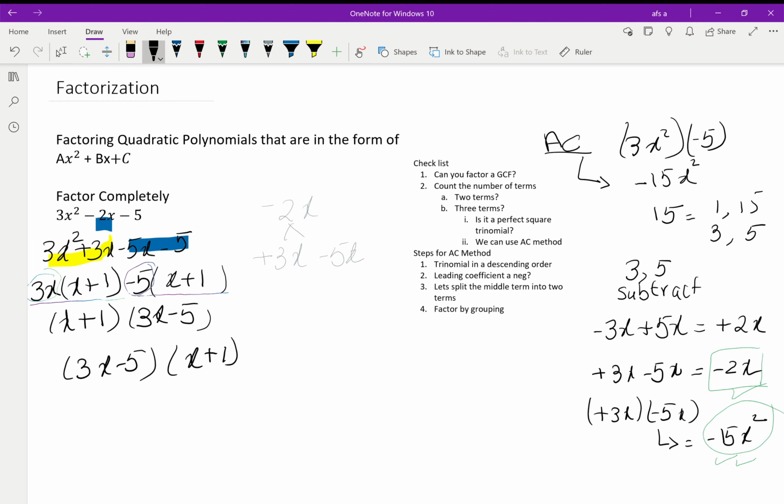I hope the problem made sense. Let's practice it one more time for it to come to a real clarification.